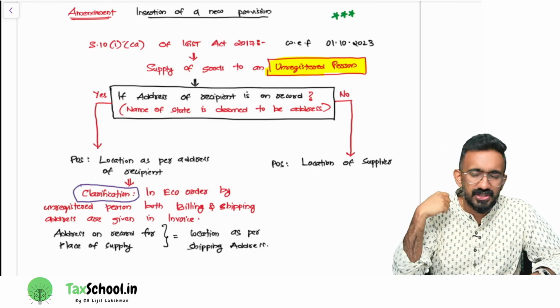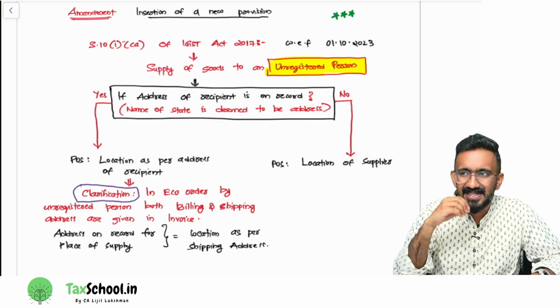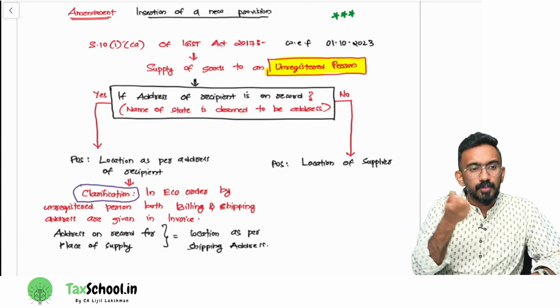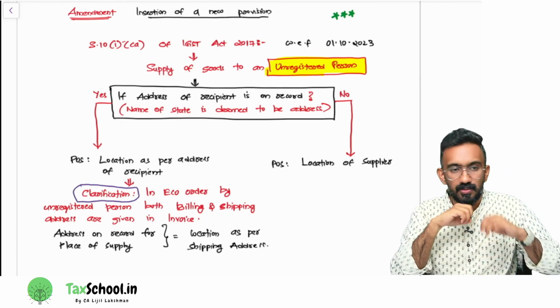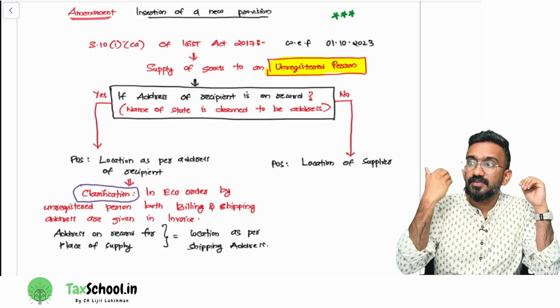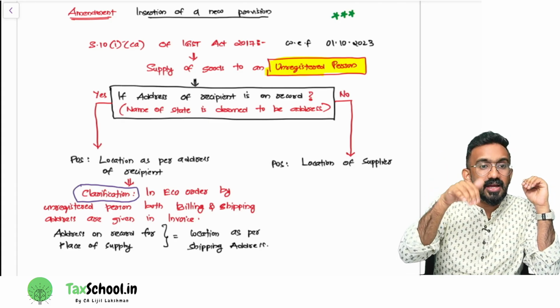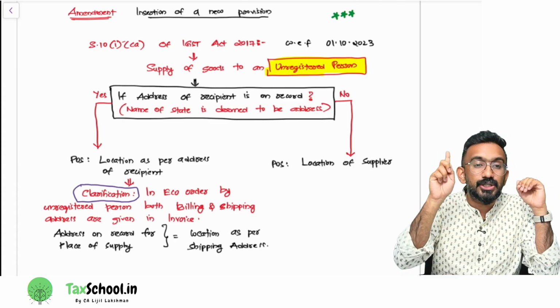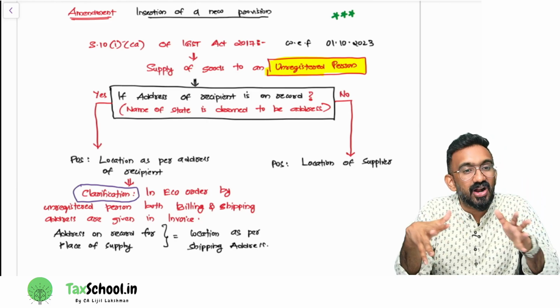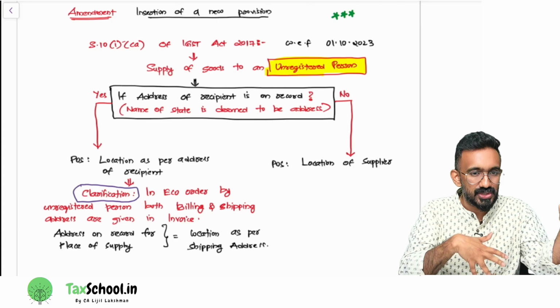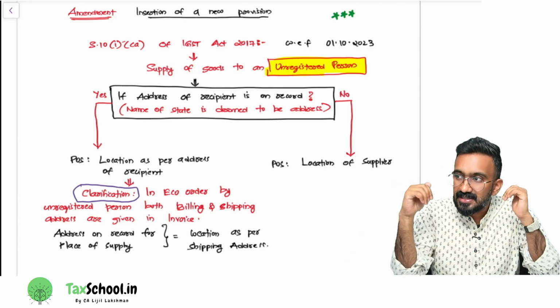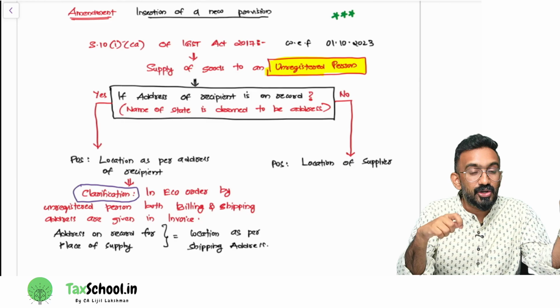There is a new provision that is inserted in place of supply called 10.1 CA. There is a non-obstante clause for this particular provision. What is a non-obstante clause? They have said, notwithstanding anything contained in clause A and clause C, the moment it is B to C, when the recipient is unregistered, don't apply clause A, don't apply clause C. Instead, you should apply clause CA.